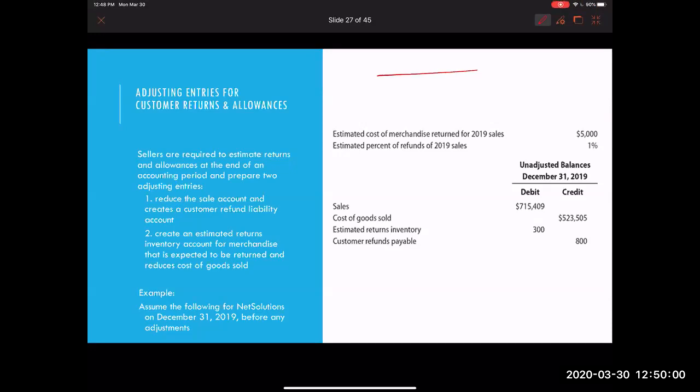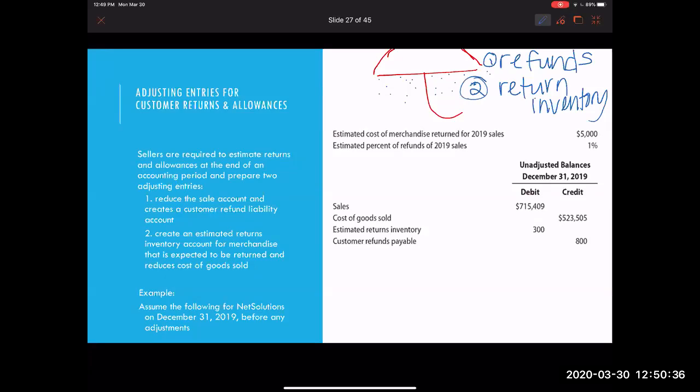And so as I like to say, if this is an umbrella, which I can't really draw that well, and I am drawing rain, what we're talking about is creating a safety net, because we know that it's inevitable that the customer will want a refund, and the customer will likely want to return inventory, right? And so that's what the adjusting entry is for, bracing ourselves for refunds and bracing ourselves for return of inventory, okay?